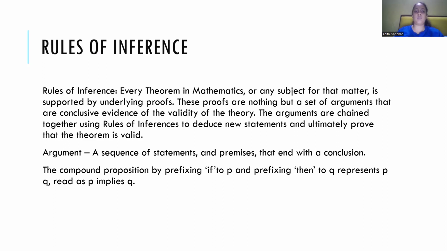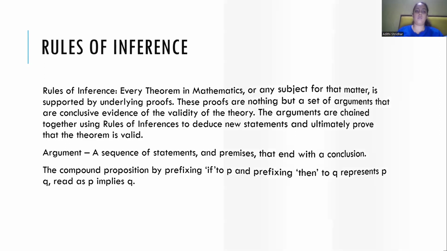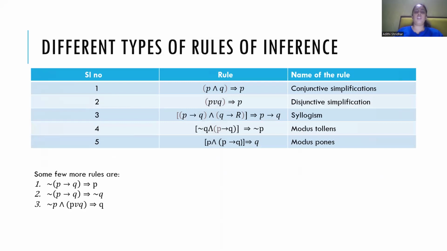The compound proposition formed by prefixing "if" to P and "then" to Q represents P implies Q. The different types of rules of inference are: the first rule is P and Q, which implies P. The name of the rule is conjunctive simplification. The second rule of inference is P or Q, which implies P. The name of the rule is disjunctive simplification.